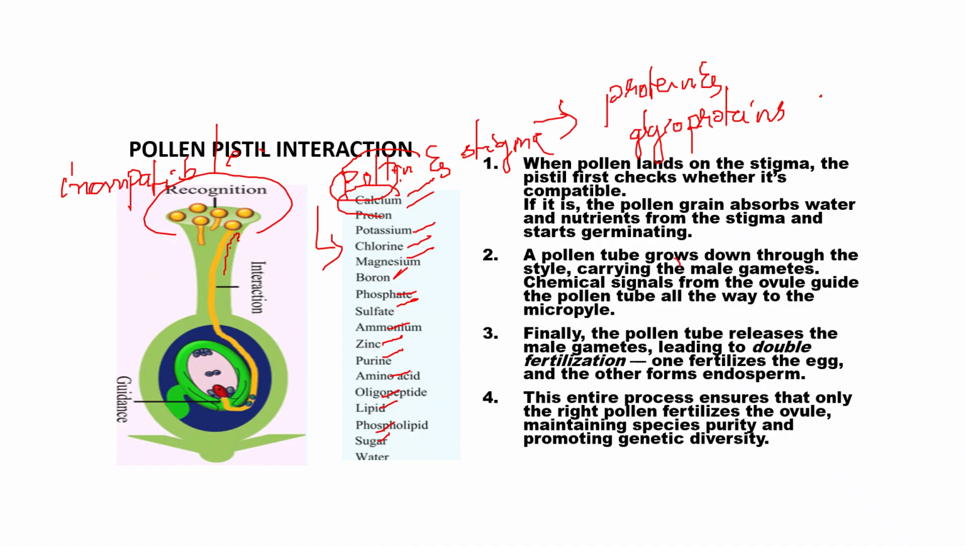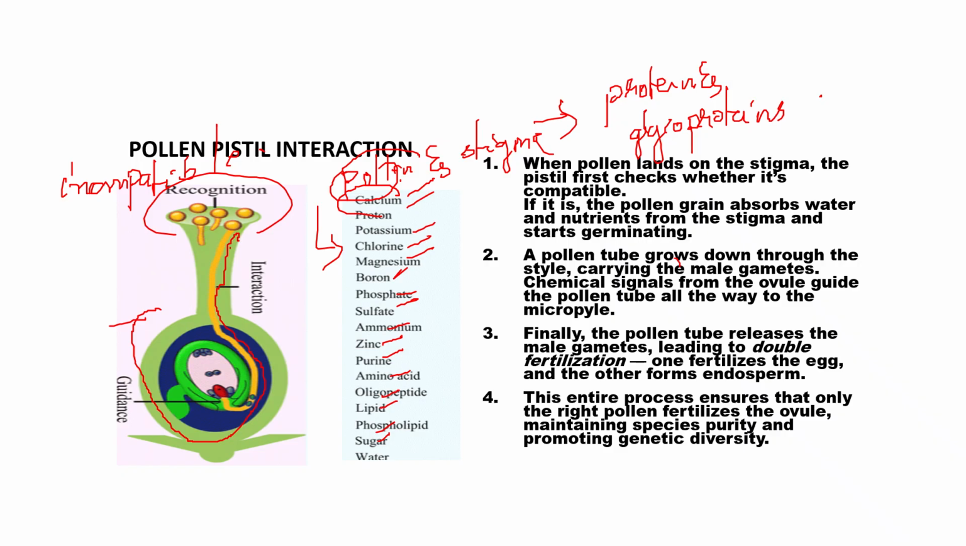So this long tube in the stylar region moves towards the ovary, and the entry will be either through the chalazal region or micropylar region or integument. Most of the time the entry will be through the micropylar region. So this can be named as either porogamy or chalazogamy or mesogamy.